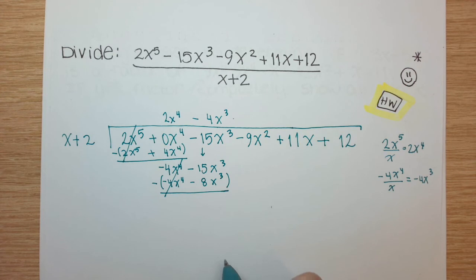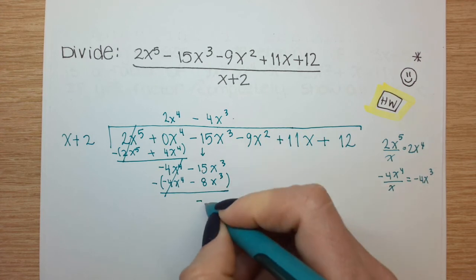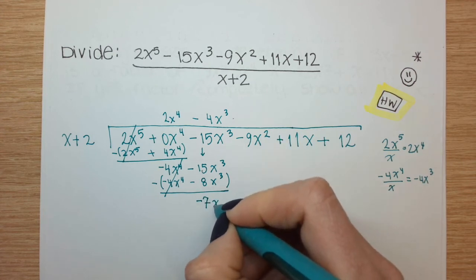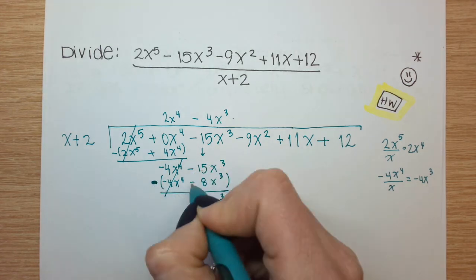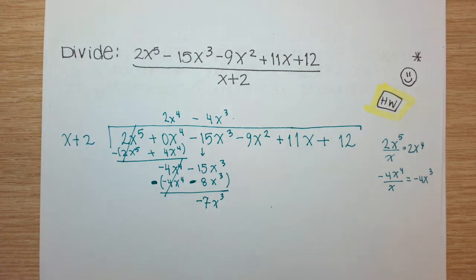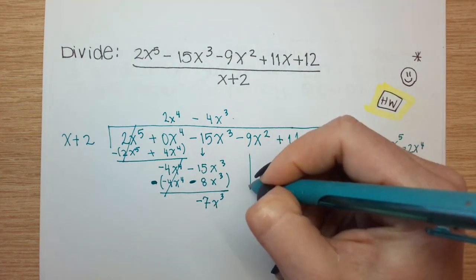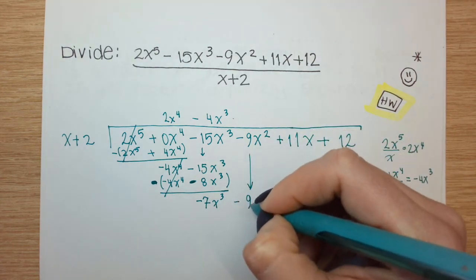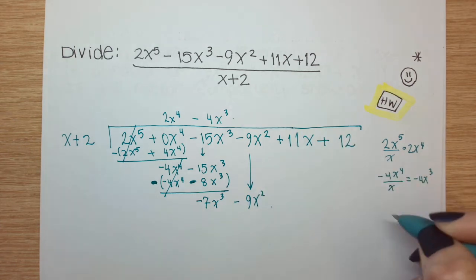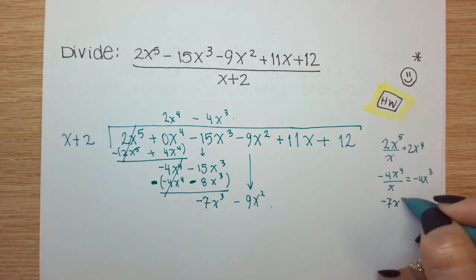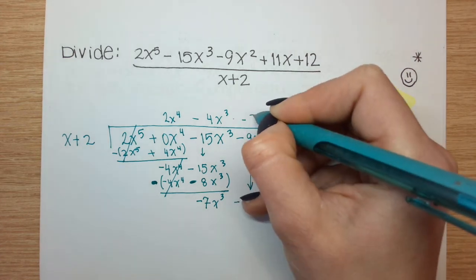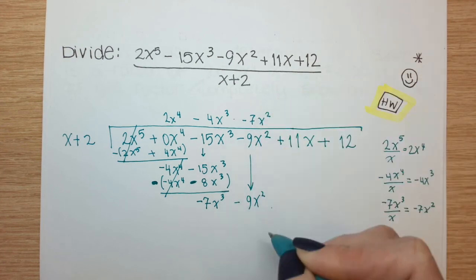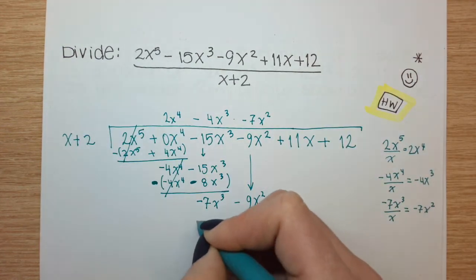What gets written here? Make sure you take your time on these. You need to pay attention to that minus outside of the parentheses. Bring down the next term. And repeat. Negative 7x to the 3rd divided by the x on the outside. Negative 7x squared gets written up in that correct column, and we multiply it on the side.